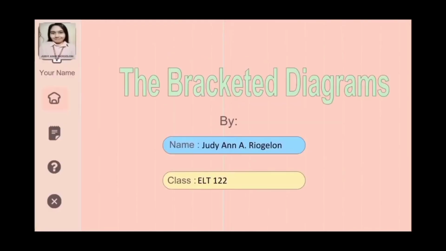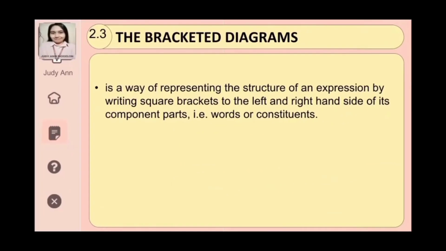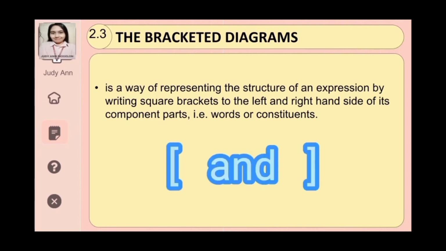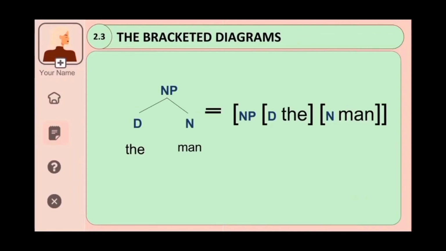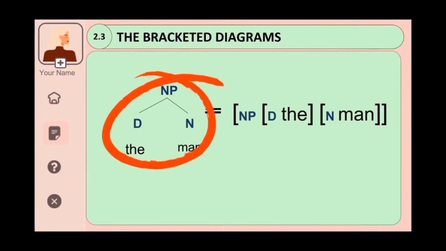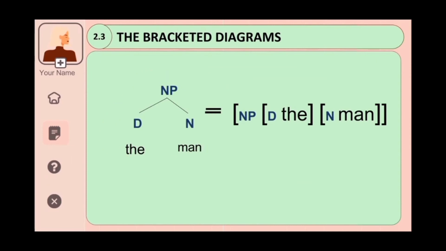And now I am going to discuss bracketed diagrams. A bracketed diagram is a way of representing the structure of an expression by writing square brackets to the left and right hand side of its components. Bracketed diagrams essentially follow the same principles as tree drawing. The only difference is that instead of drawing two lines connecting at the top, we will put square brackets on either side of the constituents. A label is usually put on the left member of the bracket pair as a subscript.